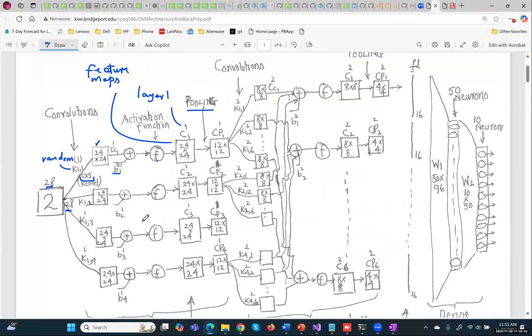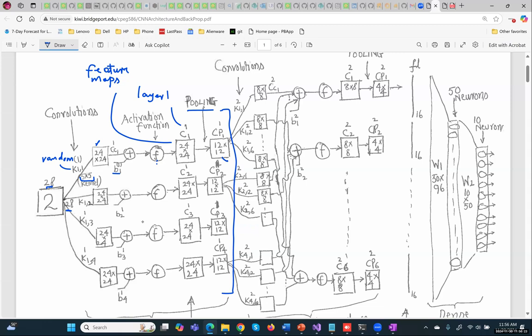So let's go to our picture. If you take a look over here, after the activation function, it's still 24 by 24. As we apply the pooling, it becomes 12 by 12, as you can see over here, right? So this is the final output out of layer 1. From here is the output of layer 1, right? Okay, now let's go to layer 2.